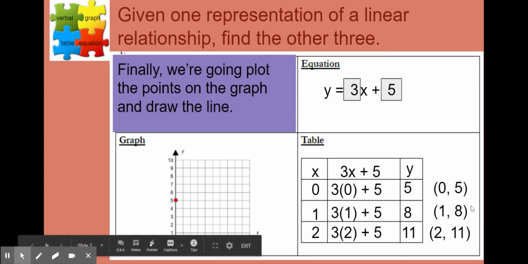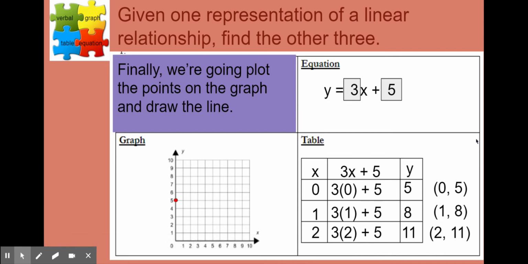For 1, 8, starting at the origin, I'm going to go to the right 1 and up 8. And for 2, 11, go back to the origin, go to the right 2, up 11, and draw your line. So all 4 of these representations represent the same thing.